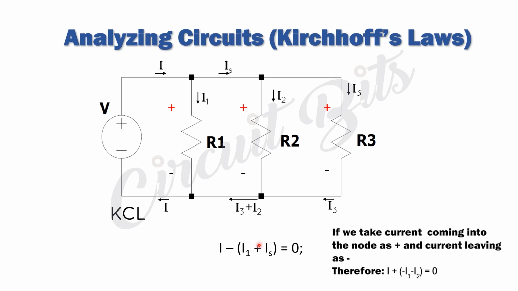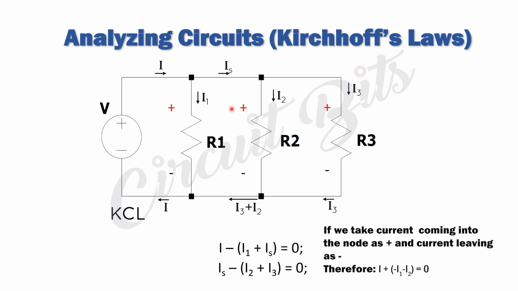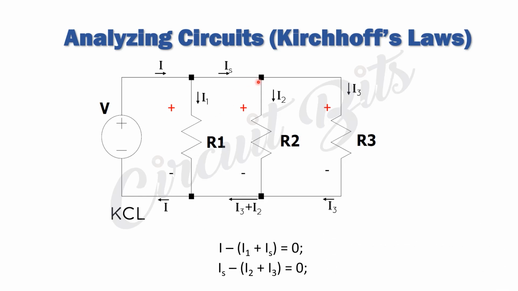If we go to the second node, we have IS being equal to I2 plus I3. You see, it is IS that splits into these two currents. So if we subtract both currents from IS, we're going to have 0. That's basically what the law is trying to make us understand. We have the same thing on all the other nodes.